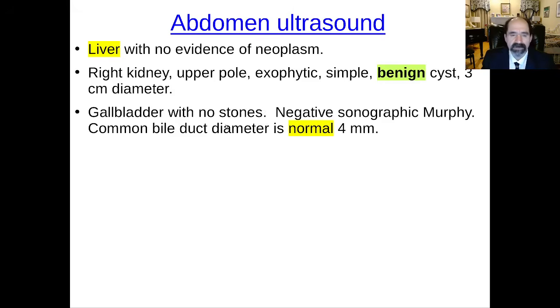For an abdomen ultrasound, we kind of talked about this already. You know, say the cyst is benign, say the organ system first. If you have a measurement, which they might not know, like common bile duct diameter is normal at 4 millimeters, tell them it's normal.